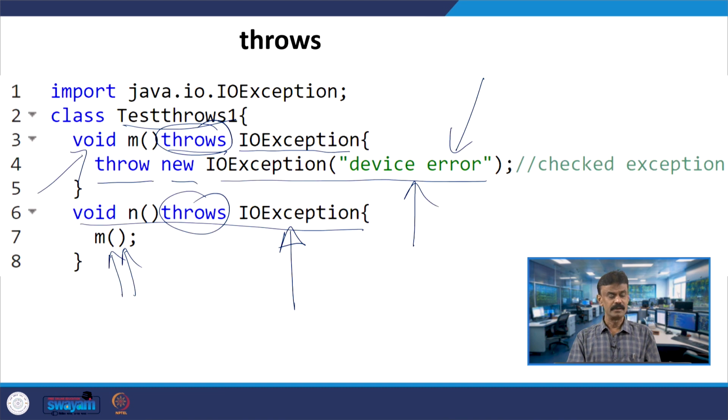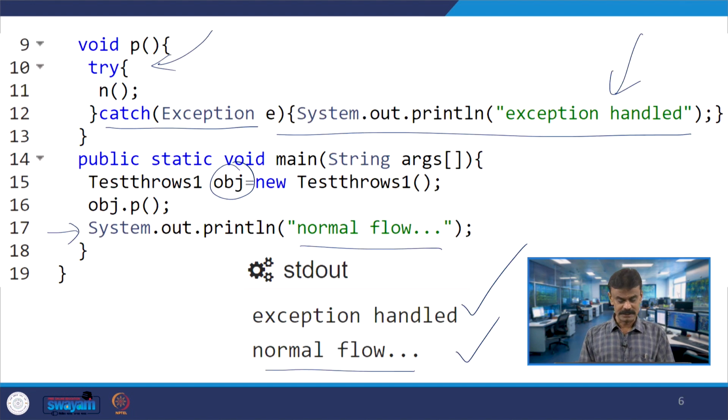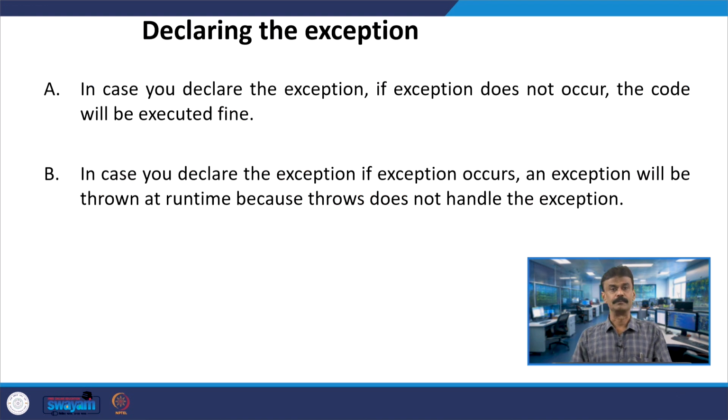I can declare void n, then use the throws keyword, then IOException. That means in this function I can expect some exception. This is how it is being handled, and you are getting these two outputs: exception handled and normal flow will be printed.